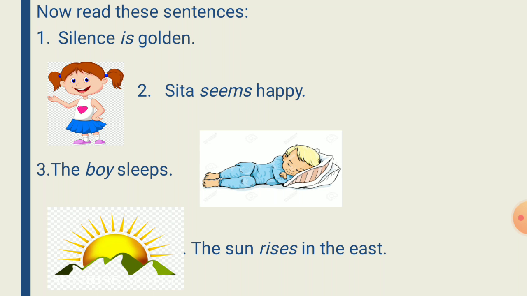The boy sleeps. There is no object, no complement, no phrase. In the fourth sentence, the sun rises in the east. In the east is a phrase. If you want to know more about phrase, you can see in the description box, a link is given there.